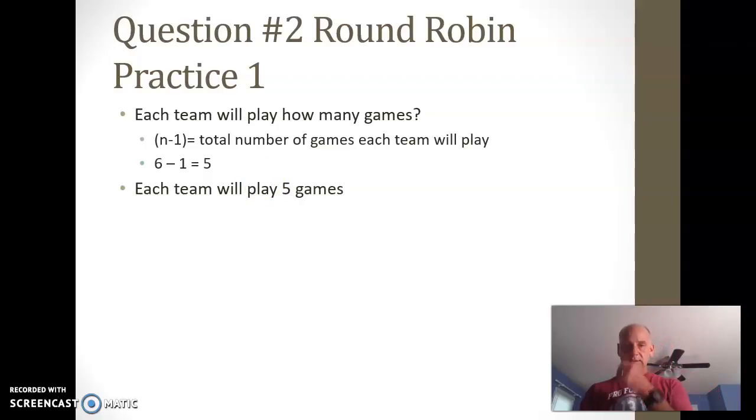Here's a second question for you for practice on round robin. Each team will play how many games? We know we have 6 teams per league, that's the n. N minus 1 is the total number of games each team will play. 6 minus 1 equals 5. So each team will get to play 5 games in this round robin tournament.